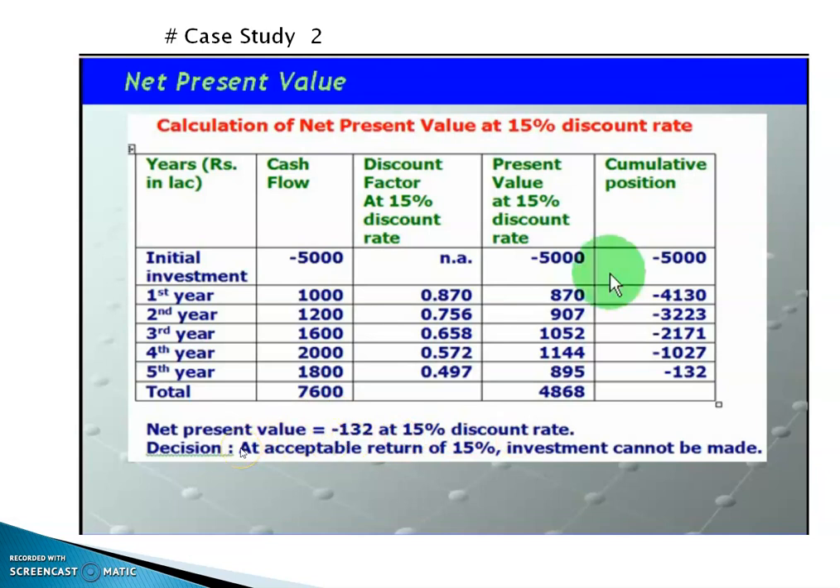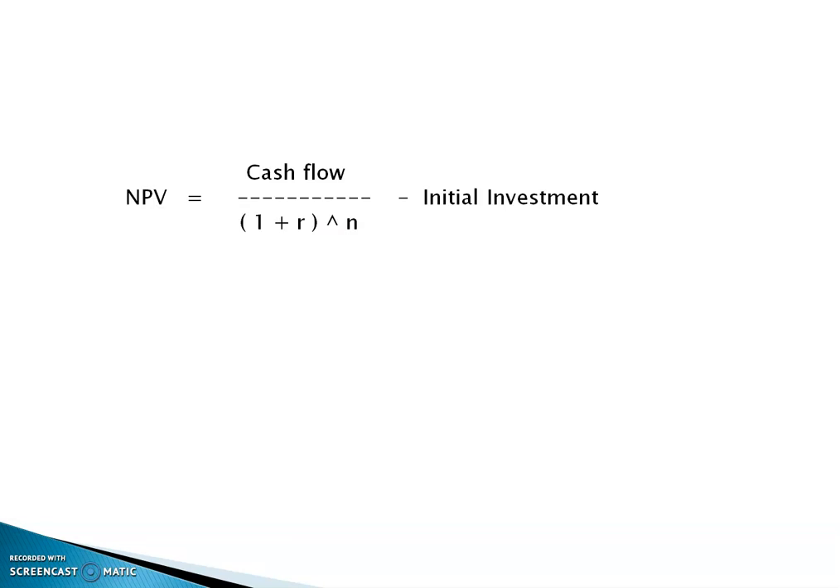So our decision should be that the investment cannot be made. That means the project is not viable. This project will return a negative NPV. NPV is equal to cash flow divided by (1 plus discount rate) to the power n, where n is the number of cash flows, minus the initial investment. This is also one of the formulas.